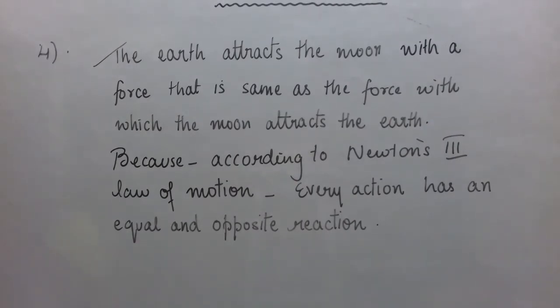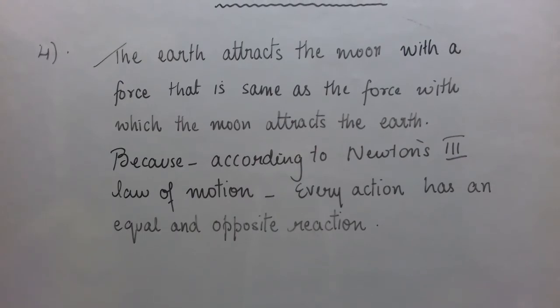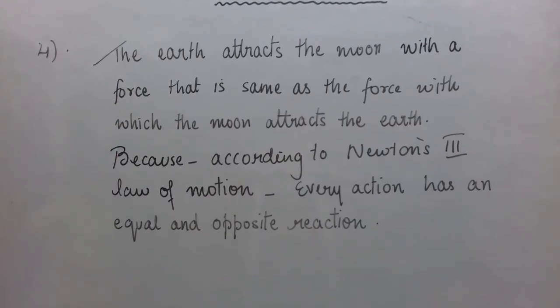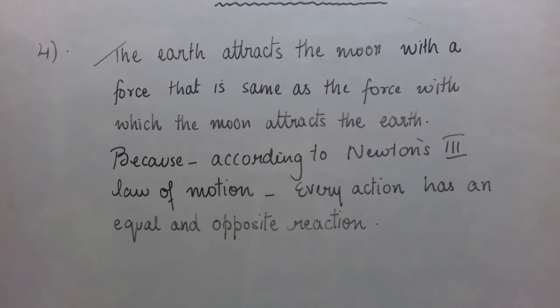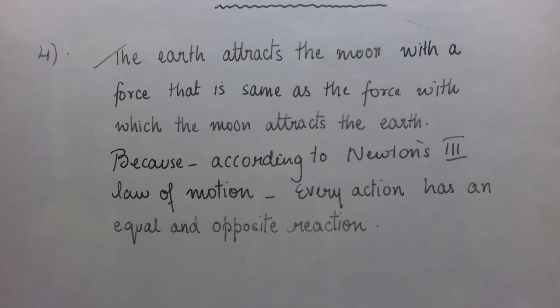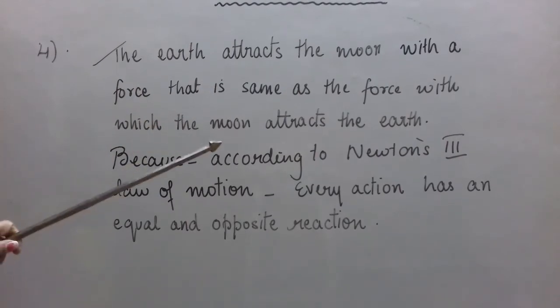Why? Students, we have done Newton's third law of motion, according to which to every action there is always an equal and opposite reaction. It means when any body exerts force on the other body, the other body instantly exerts equal and opposite force on the first body. So the two forces, one of which can be called action and the other reaction, have equal magnitudes, only their directions are opposite. So here we have got the answer that the Earth attracts the Moon with a force that is same as the force with which the Moon attracts the Earth.